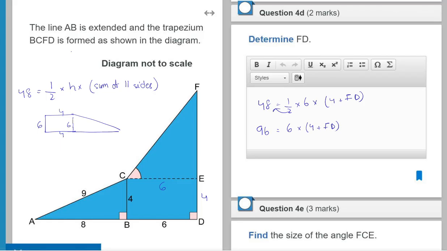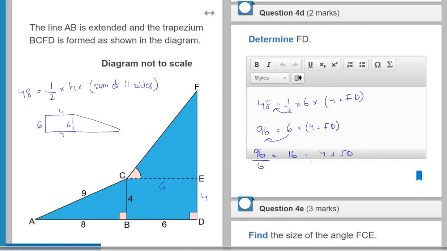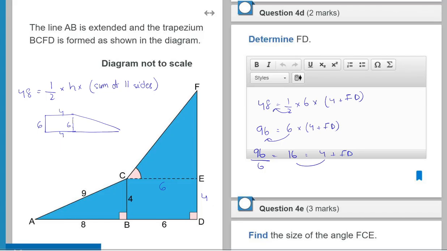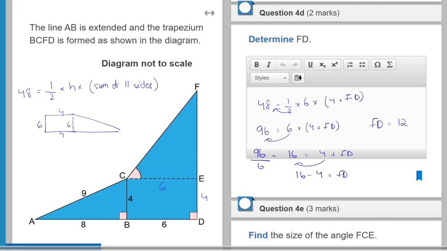Now if we move 6 to this part of the equation, we get 96 over 6, which becomes 16, equals 4 plus FD. If you want to find the value of FD, 16 minus 4 equals FD. And FD equals positive 12. So that's the final answer.